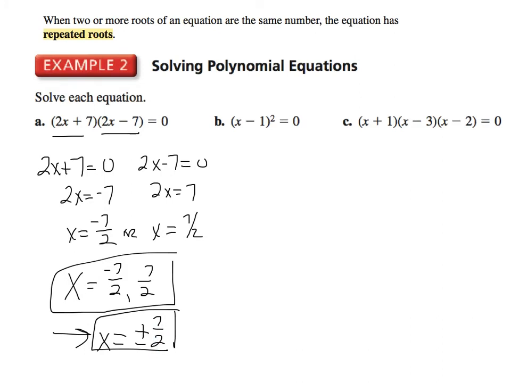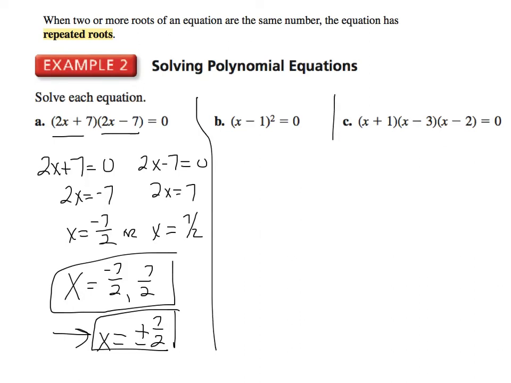Something else, a little trick that I've heard in the past: if you have each of these, you can take the opposite of the back, divided by the front. The number in front of the variable is always your front. This is always your back. So the opposite of 7 is negative 7, divided by 2 gives you negative 7 halves. The opposite of negative 7 is positive 7, divided by the front, 7 halves. The opposite of the back divided by the front is a trick.